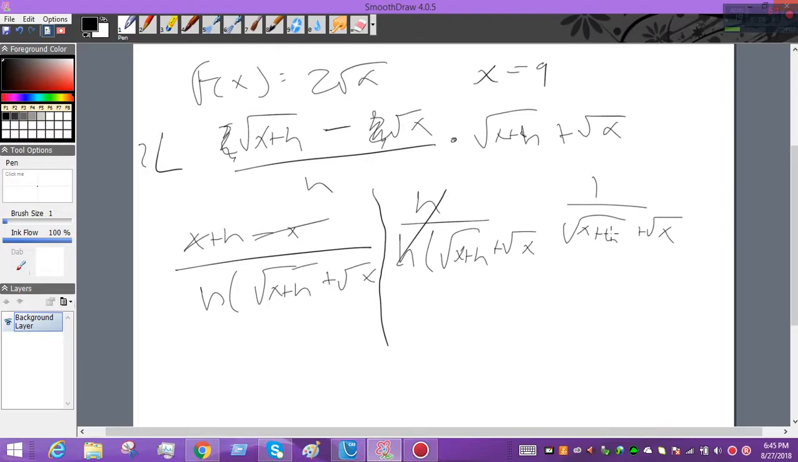And we know that h will be approaching 0, so we can really write this as 1 over 2 times the square root of x. 9 is your x, so that's 3.